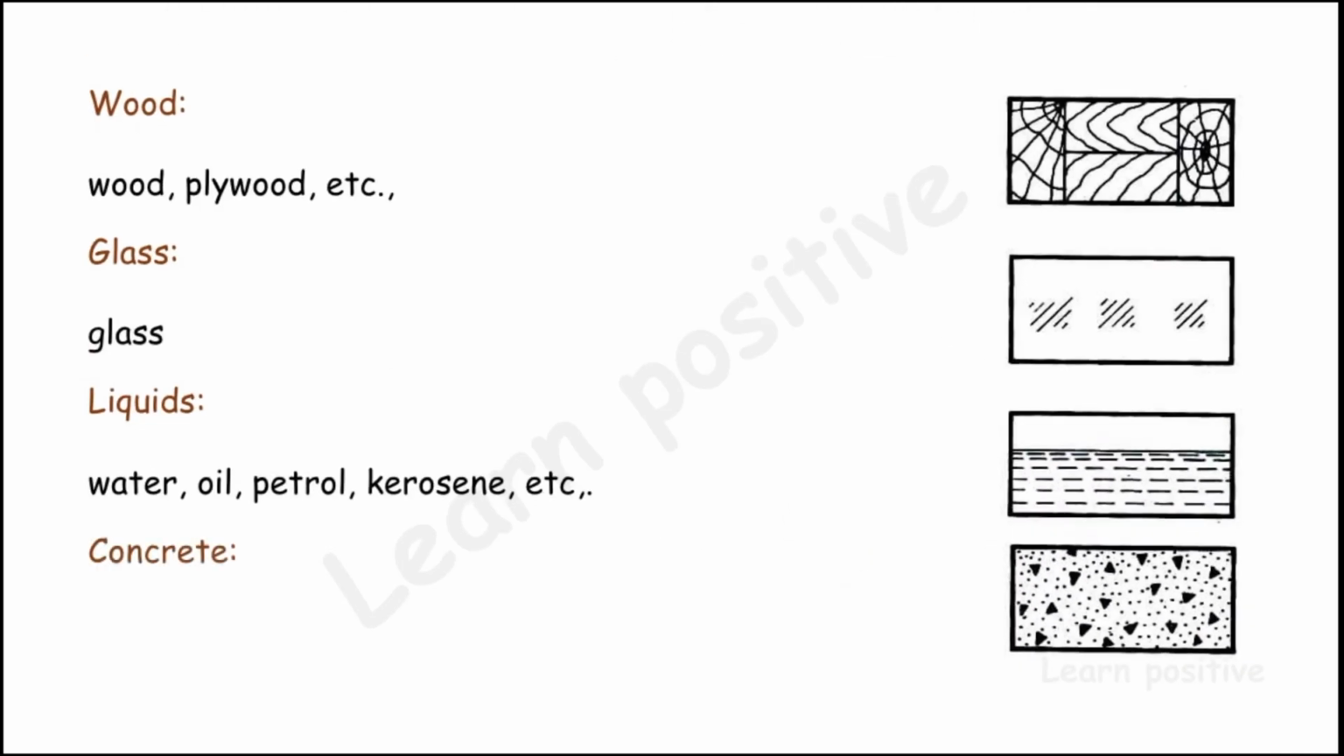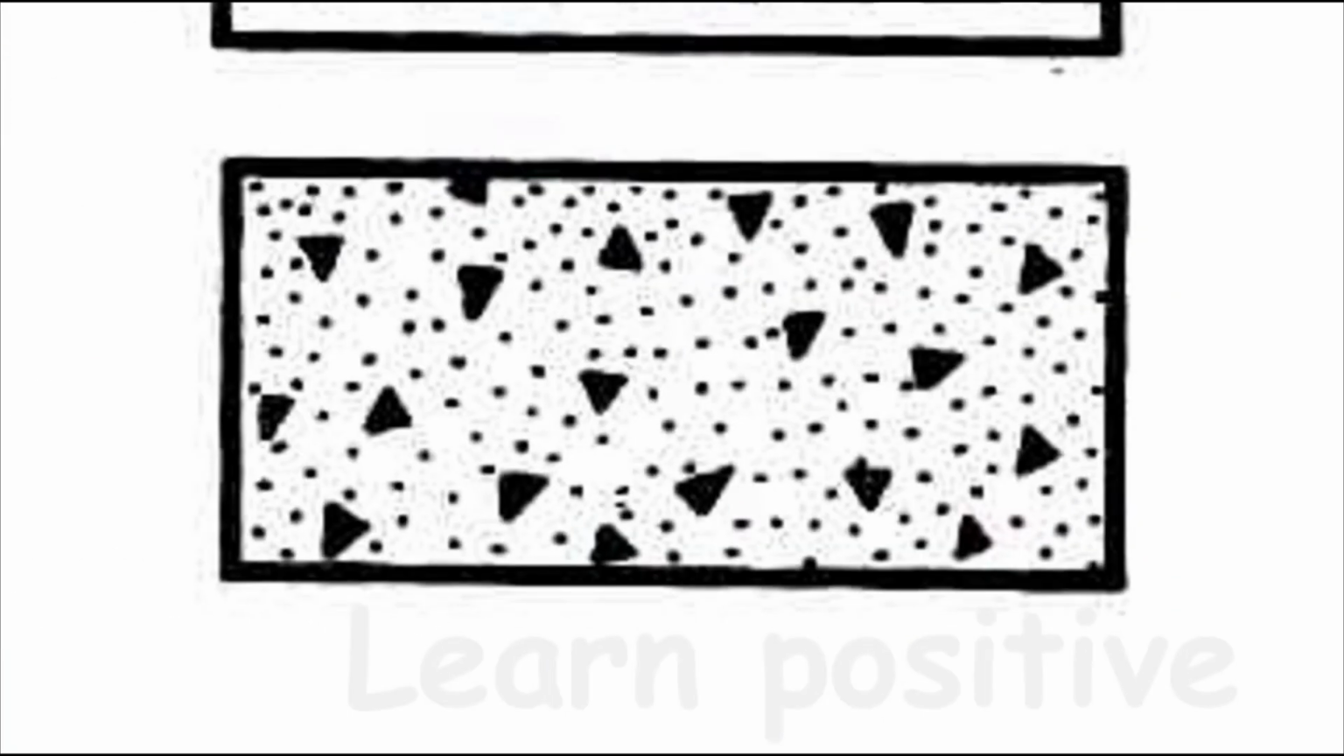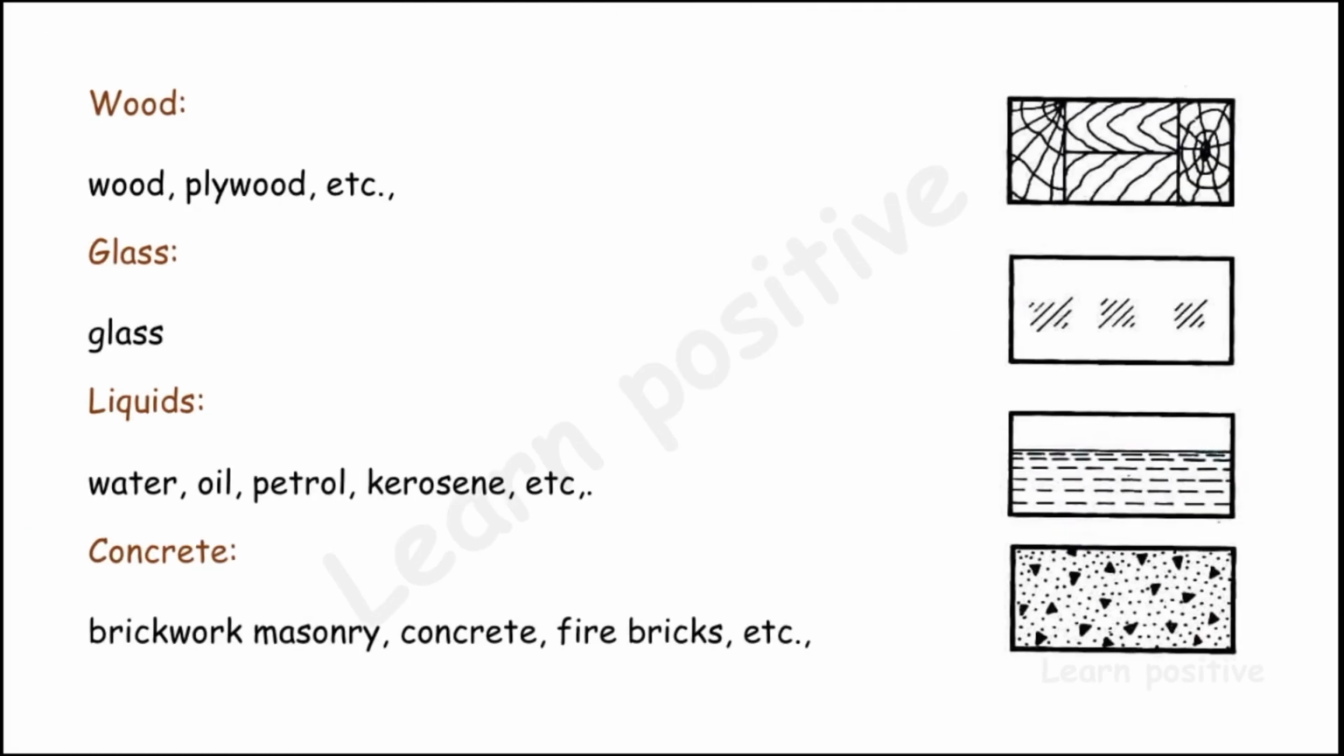And for the concrete, like bricks, fire bricks, concretes and brickwork masonry, so like these ones, we are going to use this kind of hatching lines, like black triangles with black dots. So this type of hatching shows it is a concrete material or a brick material. So by using this kind of hatching lines, we can identify the composite materials of the section components.